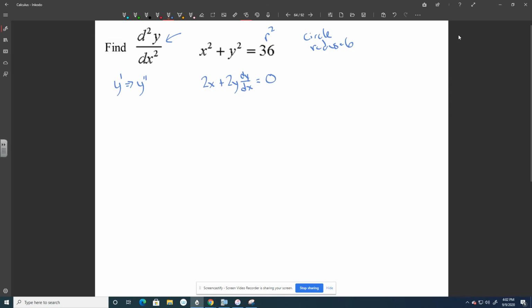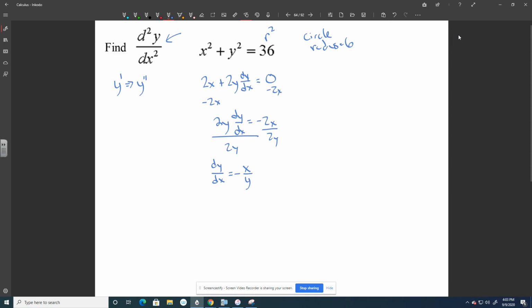All right. So let's get all our dy/dx's on one side. So I'm going to subtract 2x. So I end up with 2y dy/dx is equal to negative 2x. And then to get the dy/dx by itself, I'm going to divide by 2y and divide by 2y. So I end up with dy/dx is equal to negative 2 over 2, which is just negative x over y.